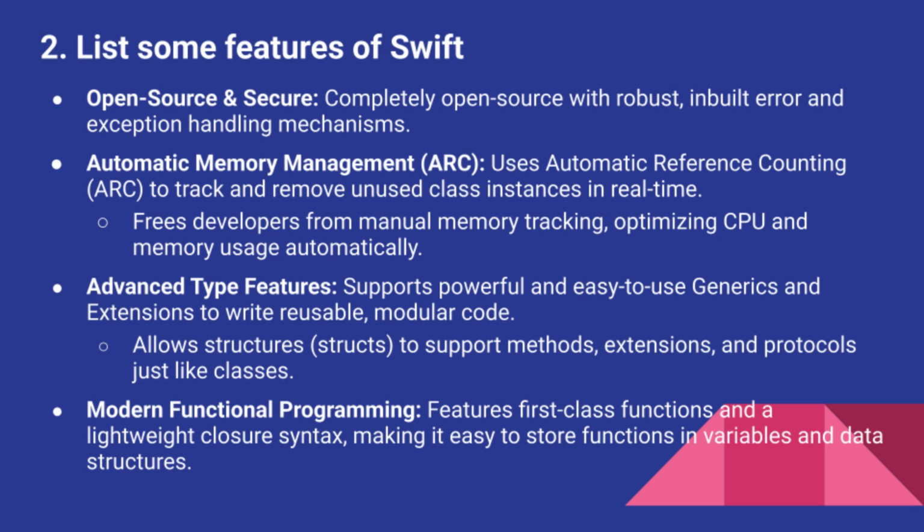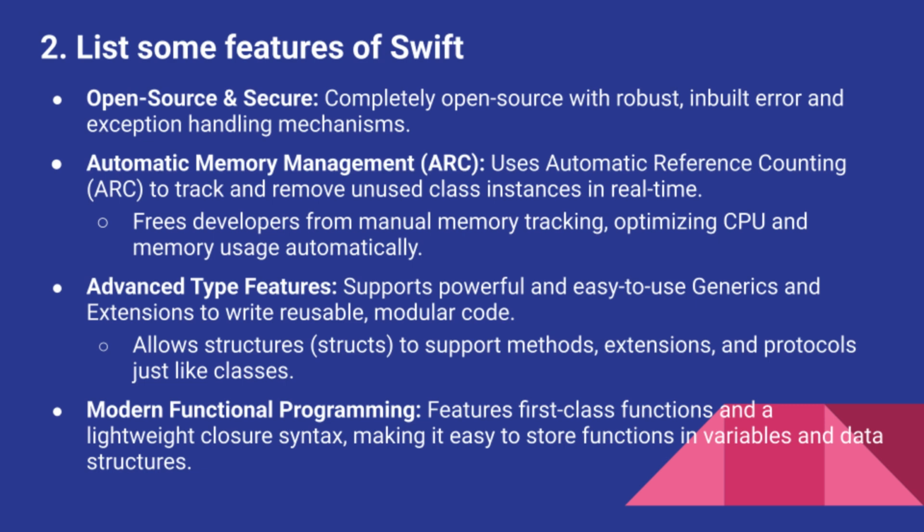We also have advanced type features. Swift heavily supports powerful generics and extensions, which allow us to write highly reusable, modular code. And a huge highlight here is how Swift handles structures. Unlike traditional languages where structs are very limited, in Swift, structures are first-class citizens. They can support methods, extensions, and conform to protocols just like a class can.